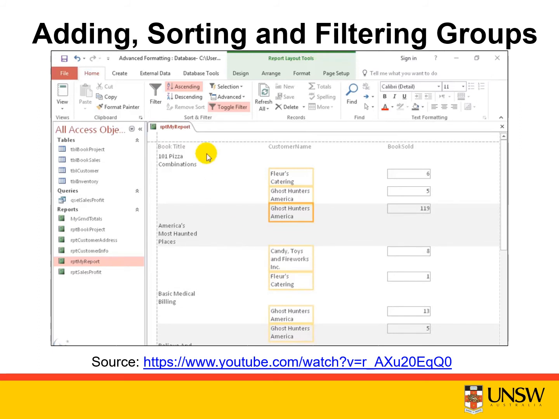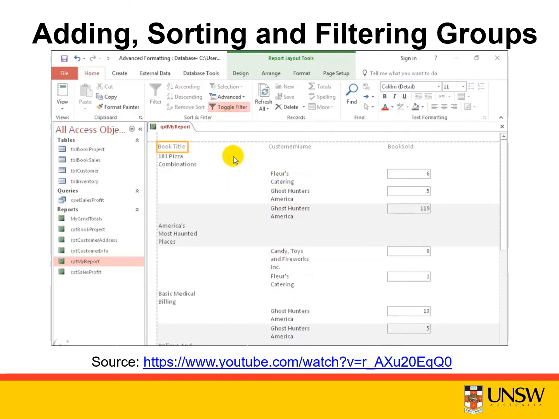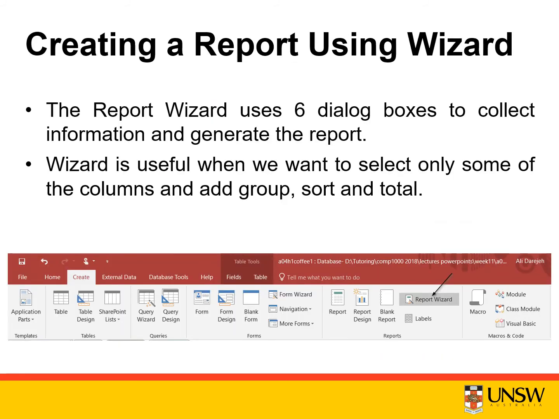And of course you can use the toggle filter. If you want to remove the filter, click on it and it removes it, but if you want to go back to it, click on it again, and it's now filtered. And then to clear this completely, just come up here, click on the Advanced drop-down arrow and clear all filters.